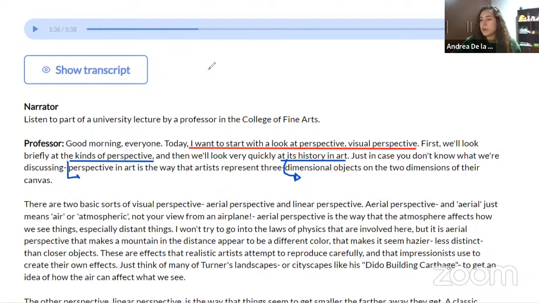Okay, guys, that's the structure. And then you get a short definition, a short explanation on the topic. It says, just in case you don't know what we're discussing, perspective in art is, and then you have a brief definition of the topic. Okay, guys, that's the introduction. Is that okay so far? Do you have any questions?